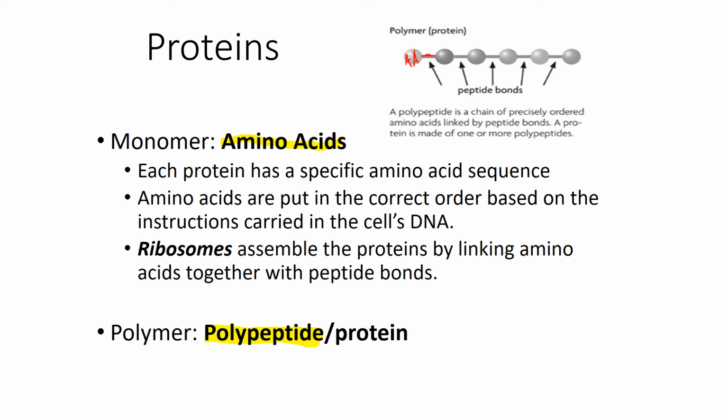So how many peptide bonds are there in this picture? 1, 2, 3, 4, 5. So there's 5 peptide bonds. So there's many peptide bonds. So it is a poly, meaning many, peptide. It's a molecule made with many peptide bonds.